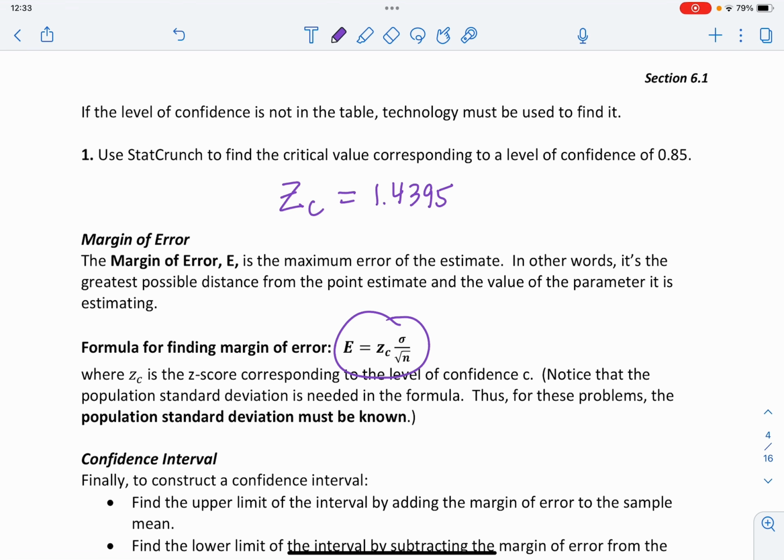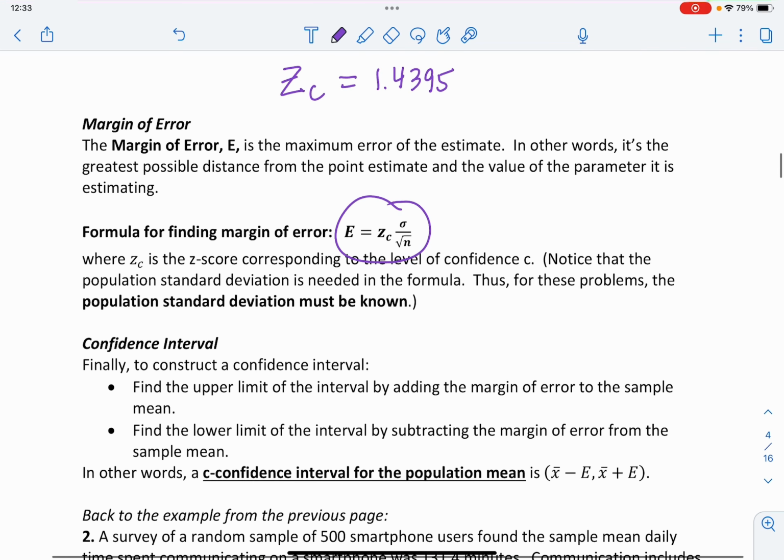Finally, once we have that margin of error, we're going to construct an interval, which is basically just adding the margin of error and subtracting the margin of error to the sample mean. And we've done it. Okay, so let's try one out with these steps below. You can think of it as a little formula like that if you prefer.